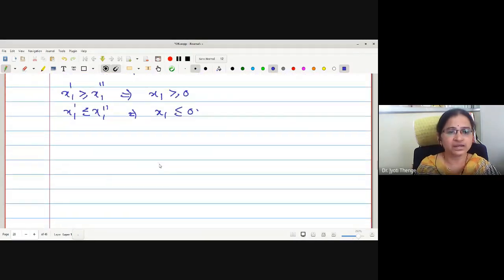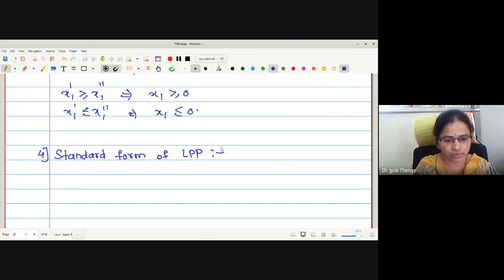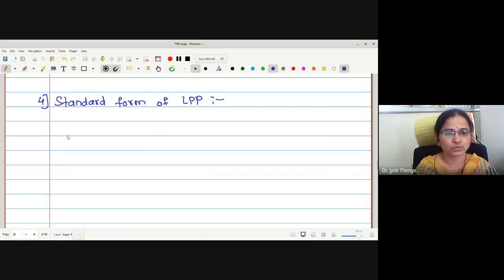Okay, so let me write the standard form now. Standard form of linear programming problem. Okay, what is the standard form now? Maximize z is equal to c1x1 plus c2x2. Previously we have written maximize and/or minimize. Now we are sure in the standard form we have only a maximized objective function. Okay, subject to the constraints.